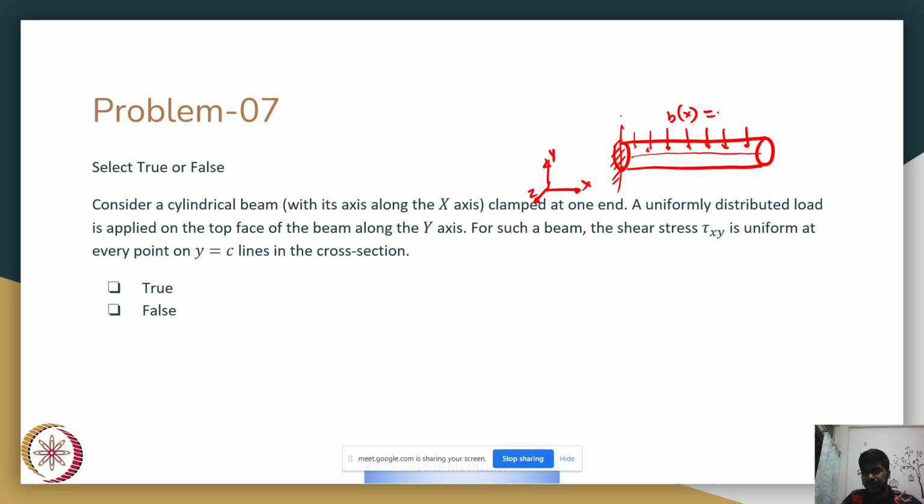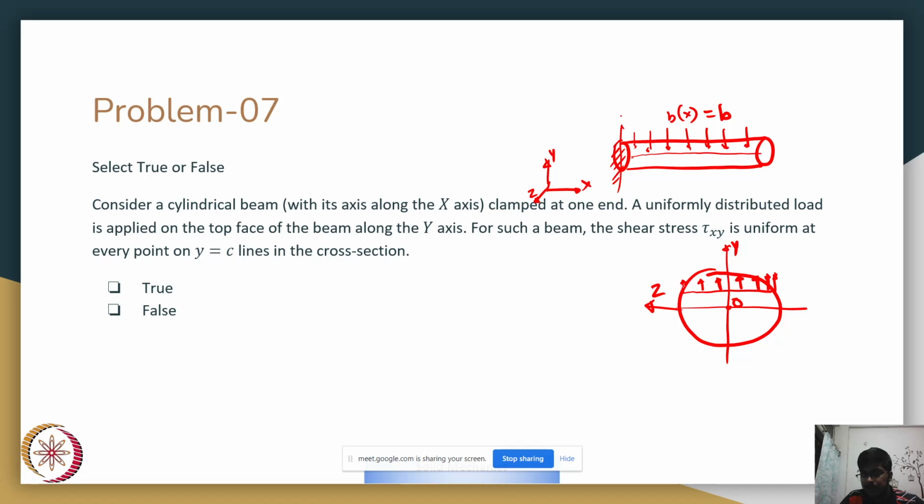b of x is equal to v, and for such a beam we are asked if tau xy is uniform at every point y equal to c on the cross section. So if I draw the cross section, it would look something like this. You have your y-axis, you have your z-axis, you have your centroid of the beam. Suppose tau xy is uniform for every y equal to c. So if I fix some y value, then my entire tau xy would be fixed to one particular value.